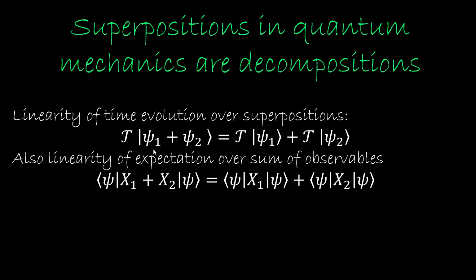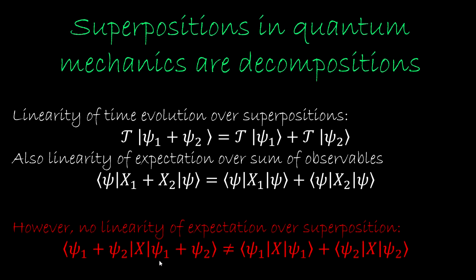We also have a linearity of expectation over the sum of the observables, so that the average of the sum becomes the sum of the averages. However, not everything combines linearly. If you get a superposition of states, this does not correspond to the linear combination of the respective expectations. Like the length of the displacement, not everything is linear, and this lack of linearity is precisely what does not allow you to think of a superposition as combining things into a probability distribution.